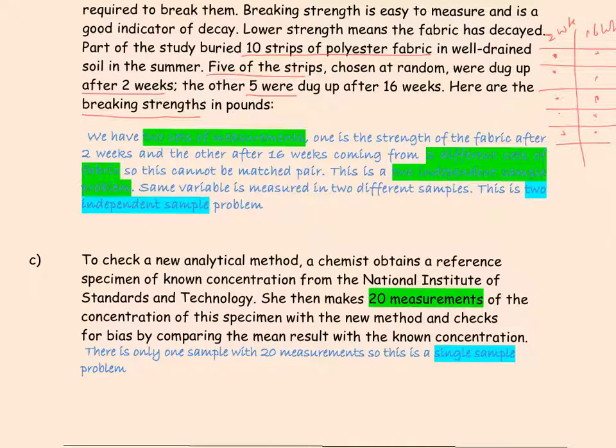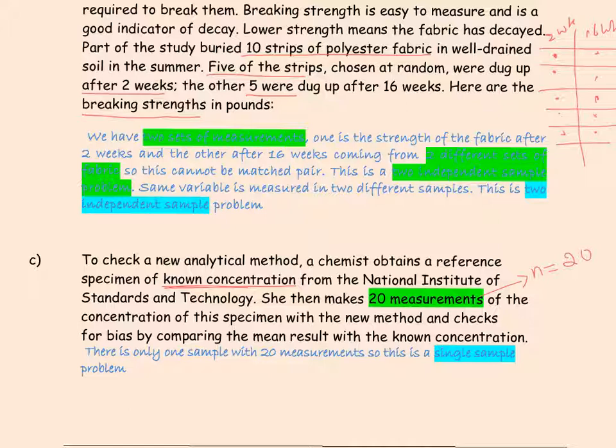So in the next problem, a chemist is testing a new analytical method for finding or measuring concentrations of given specimens. So what she does is she takes a specimen with known concentration, and then she takes 20 separate measurements of concentration using this new method. So here clearly there's just one sample of size 20. So these are the 20 measurements. So it's a single sample problem. There are no two samples here. So clearly this is a single sample problem.